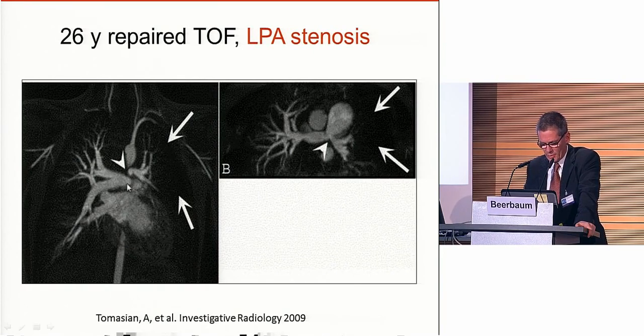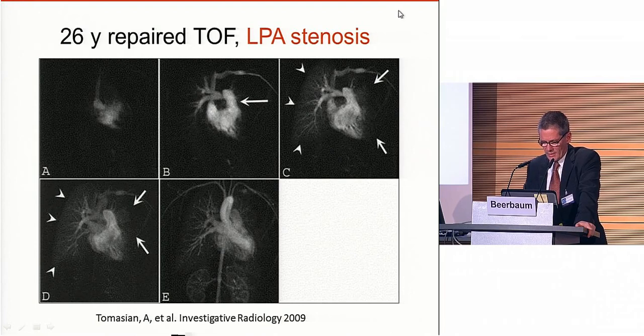You can see here a post-repair follow-up patient with an LPA stenosis on the screen. Those are the patients where this starts making a lot of sense. And here you can see the right lung is stained first. The left lung is not really stained at all. It is stained very, very late in the course, suggesting severe stenosis of that vessel.